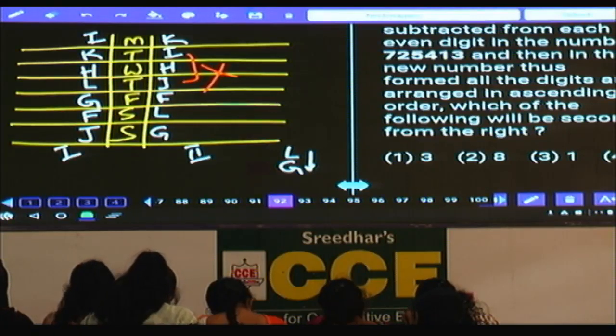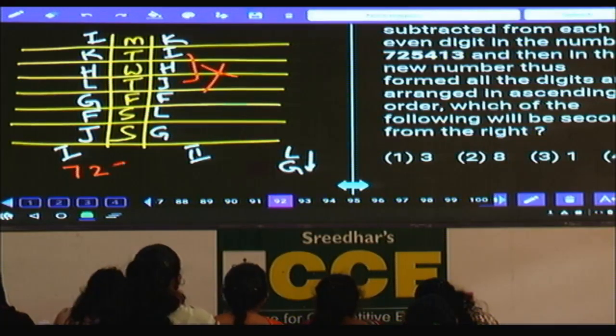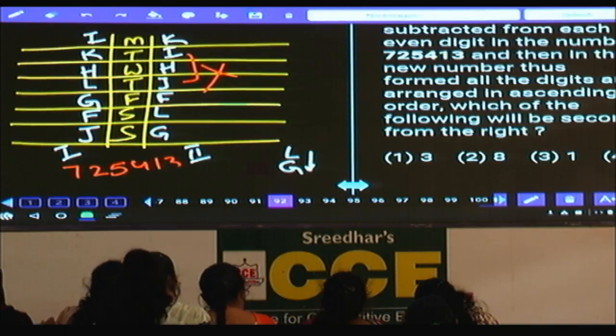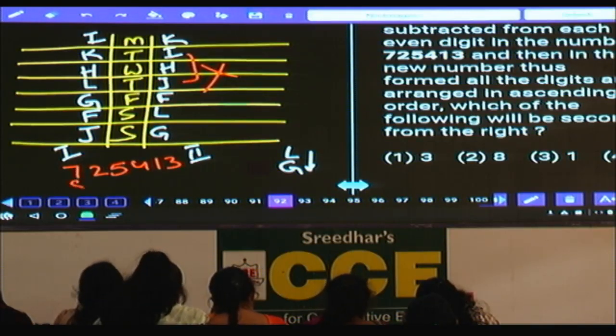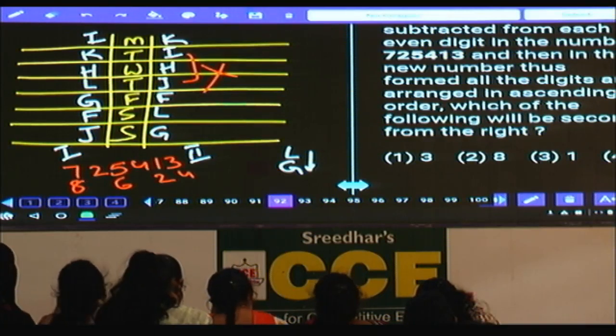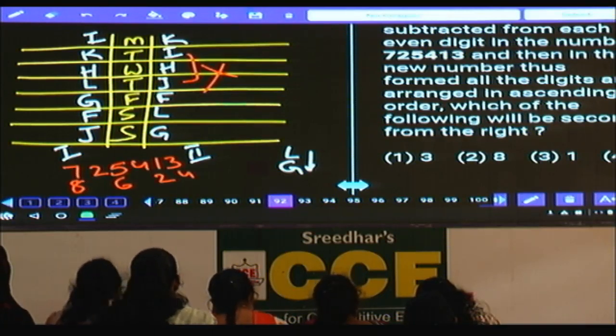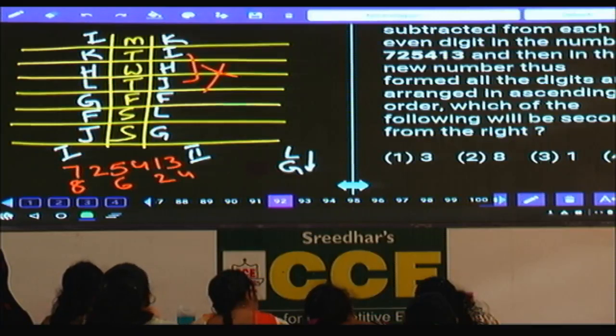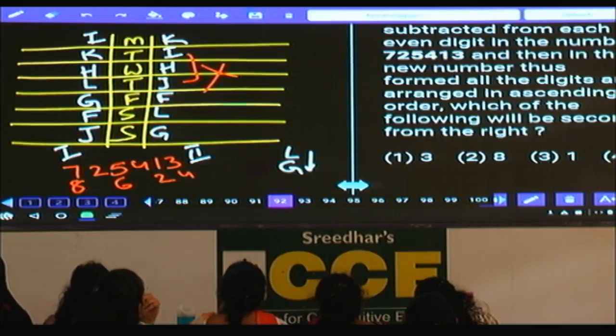Now in this 92, 1 is added to each odd digit. What is the odd digit we have? The number is 725413. Now 725413, 1 is added to each odd digit. Now this is 8, 6, and this is 2, and this will be 4. 1 is added, and what happened to this even digit here? 1 is subtracted from each of these even digits. Now this is 1 and 3.